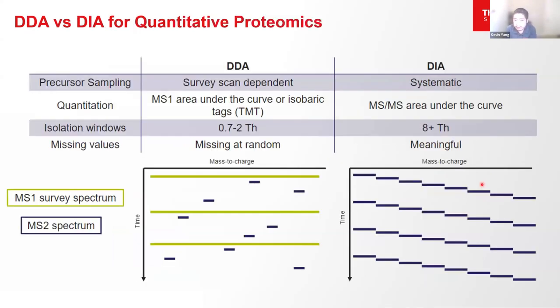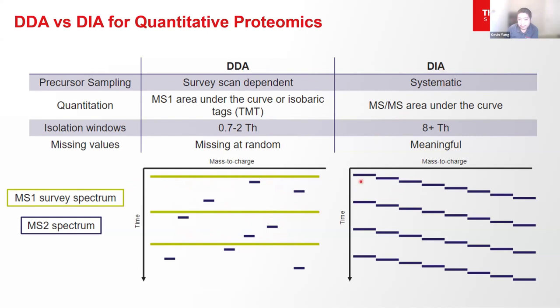Just want to compare DDA and DIA a little bit further. So the diagram you're seeing here for DDA, you can see that first you have an MS1 scan, the survey scan, that tells you what ions are abundant in your samples in the elution window. Then you isolate those precursor ions to acquire the MS2 spectra, right? And then you move on to the next survey scan, and you might have different ions that are high in abundance. Then you isolate the different precursor ions for MS2 spectra collection.